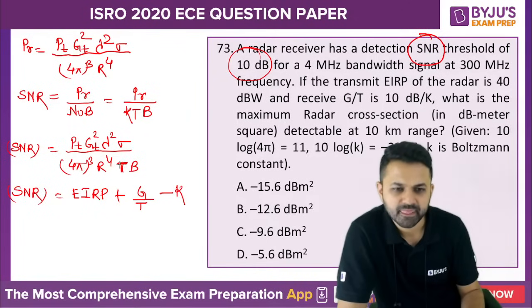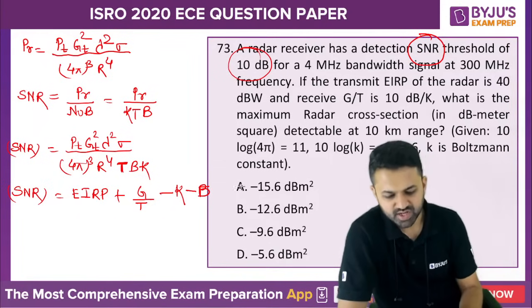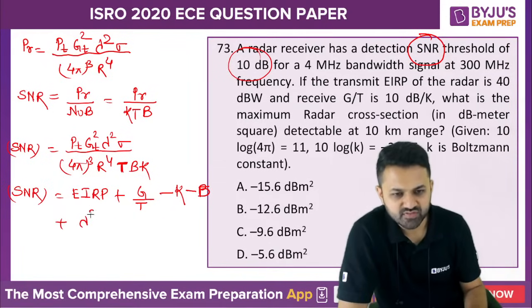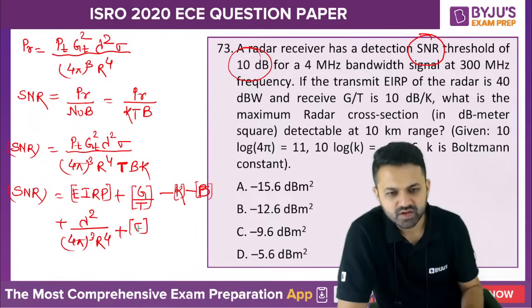So minus K, one K I think is left. So this K minus T. T we have taken, so minus B actually. And then after that we have the lambda square upon 4 pi whole cube into R to the power 4 plus sigma. So all these things we have to calculate. We have to substitute all these values.